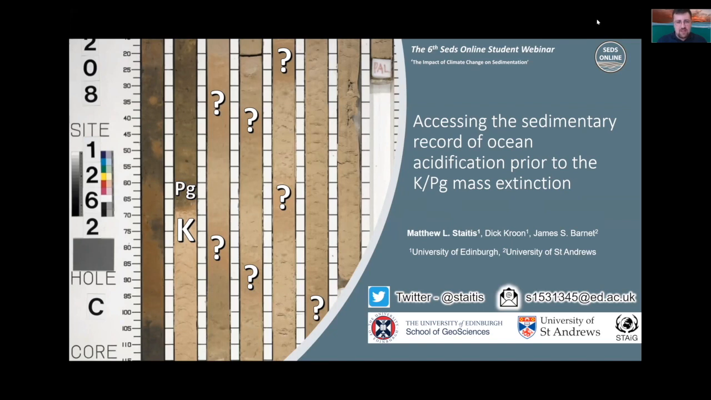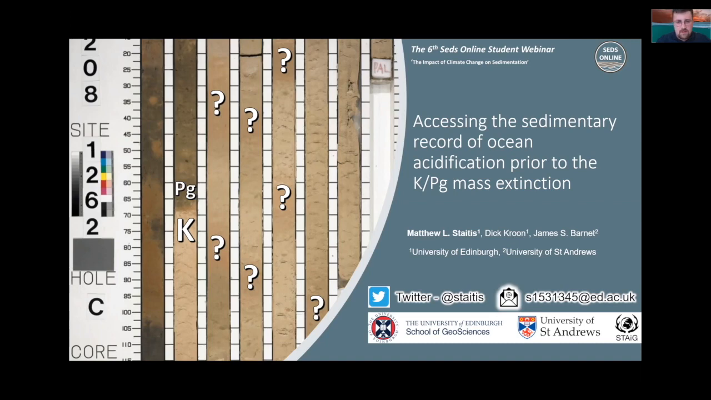And you can see this beautifully exhibited here, the boundary between the Cretaceous and the Cenozoic is a very big color change in our deep ocean sediments. But as you can see, there's a lot of questions about, are we seeing any environmental signals prior to this extinction event? So this work was done with myself, but also my primary supervisor, Professor Dick Kroon at the University of Edinburgh, and also my co-supervisor, Dr. James Barnett at the University of St Andrews.